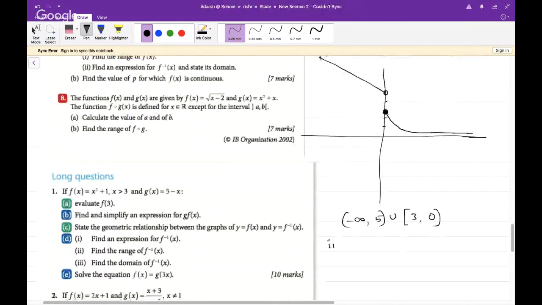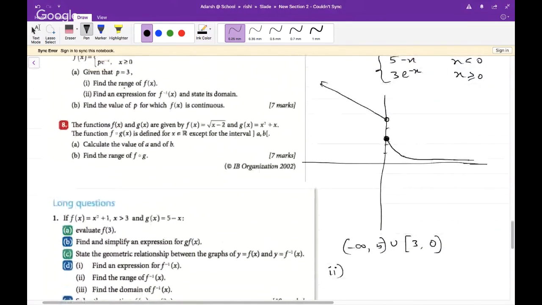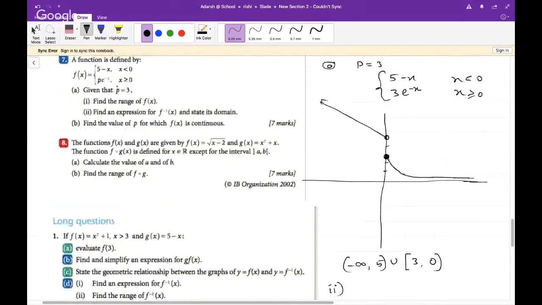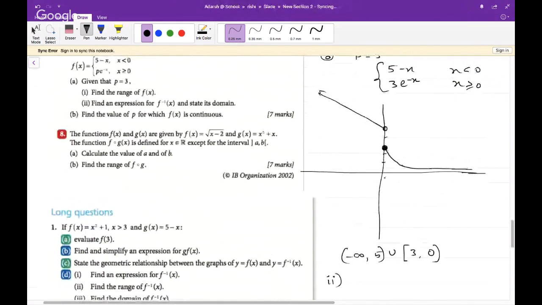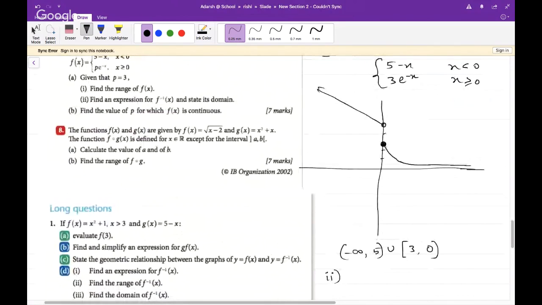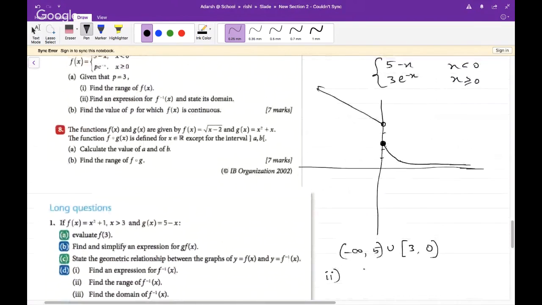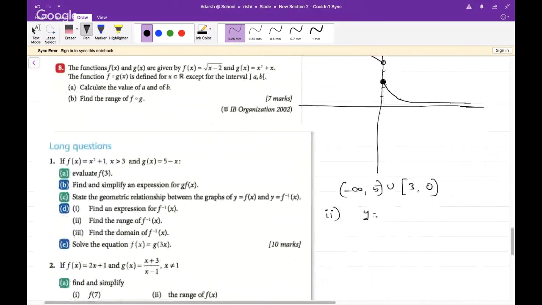Next part, the domain for the inverse function. Now, domain for the inverse function. So for the first part, y is equal to 5 minus x. So x is equal to 5 minus y. So f inverse of x is 5 minus x, same as the original function.